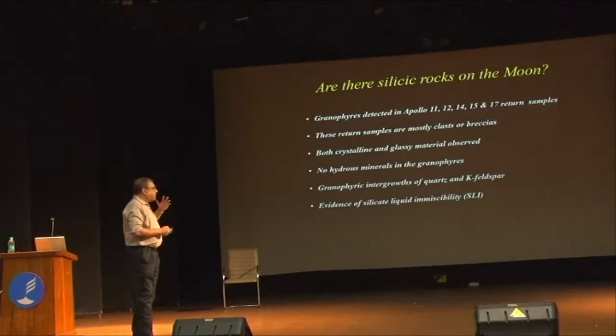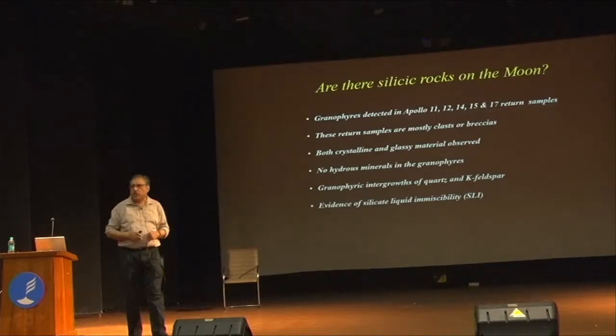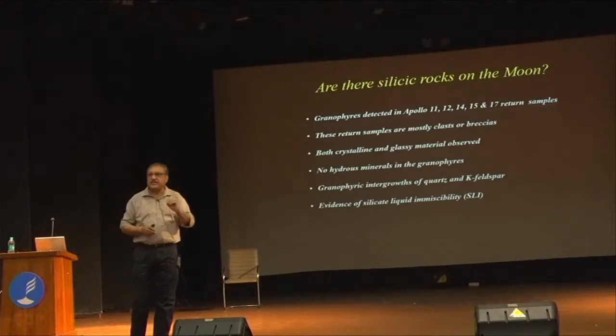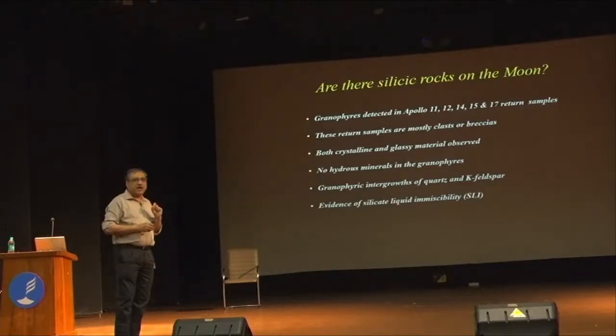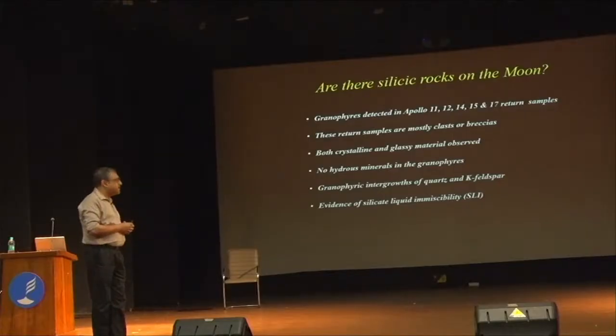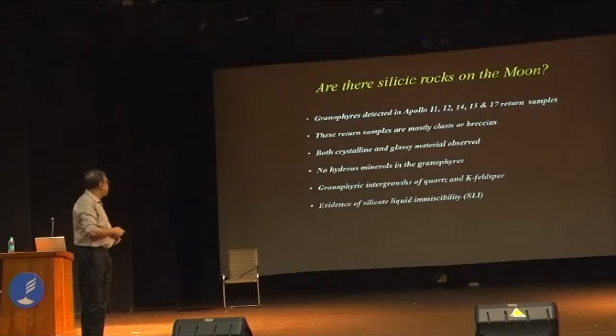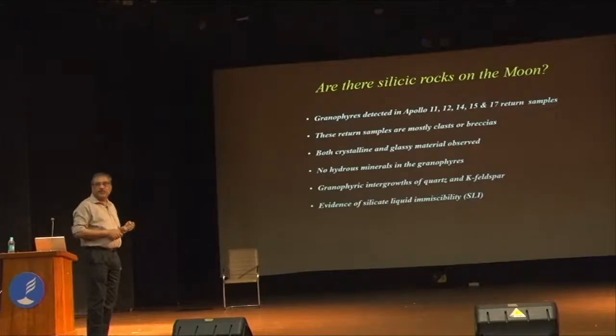Now, the first thing that we need to worry about is, is it worth looking for it? Is there any chance that we might find silicic rocks on the Moon? Well, one of the advantages the Moon has over other planetary bodies is that we have some return samples. And these were primarily from the Apollo missions. So Apollo 11, Apollo 12, Apollo 14, Apollo 15, Apollo 17, all brought back samples.